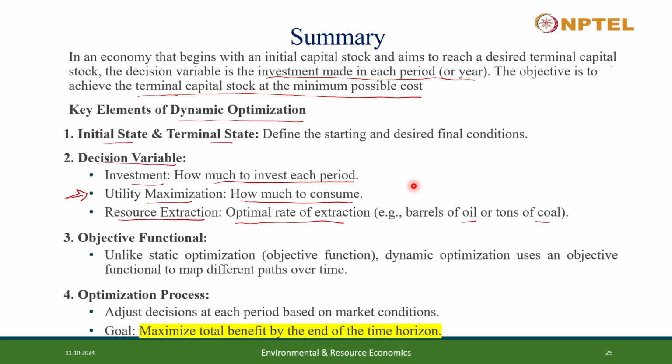Now we are summarizing this part. In the economy that begins with an initial capital stock, our aim is to reach a desired capital stock, that is capital T comma Z, and the decision variable is the investment made over the period. So the objective is to achieve the terminal capital stock at minimum possible cost. This is what we have discussed in the dynamic optimization case. We have also discussed the key elements of dynamic optimization: initial and terminal state, decision variable, objective functional, and optimization process. So with this, we are moving to today's session.